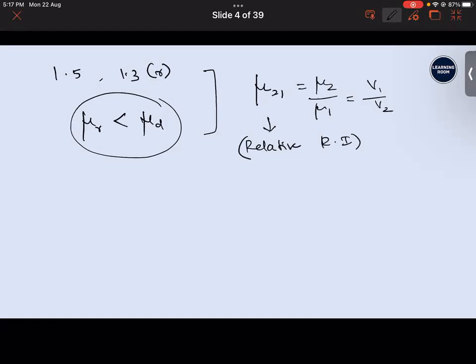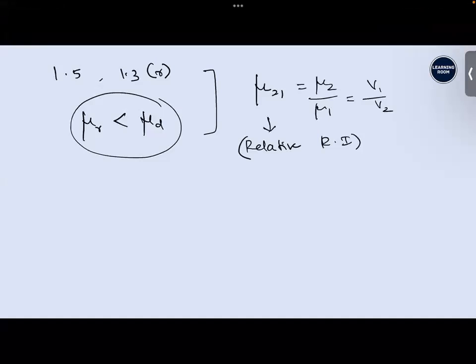After the relative refractive index, then we discussed the laws of refraction. What did the laws of refraction tell us?